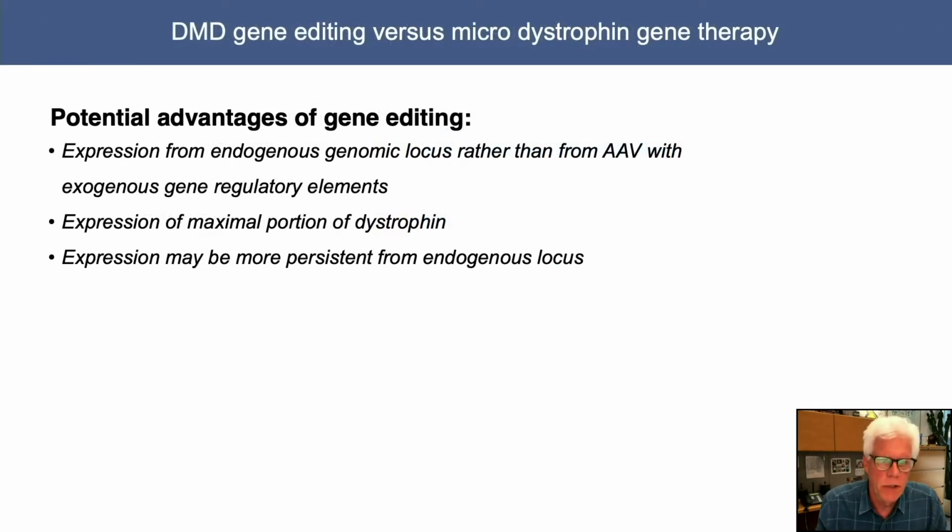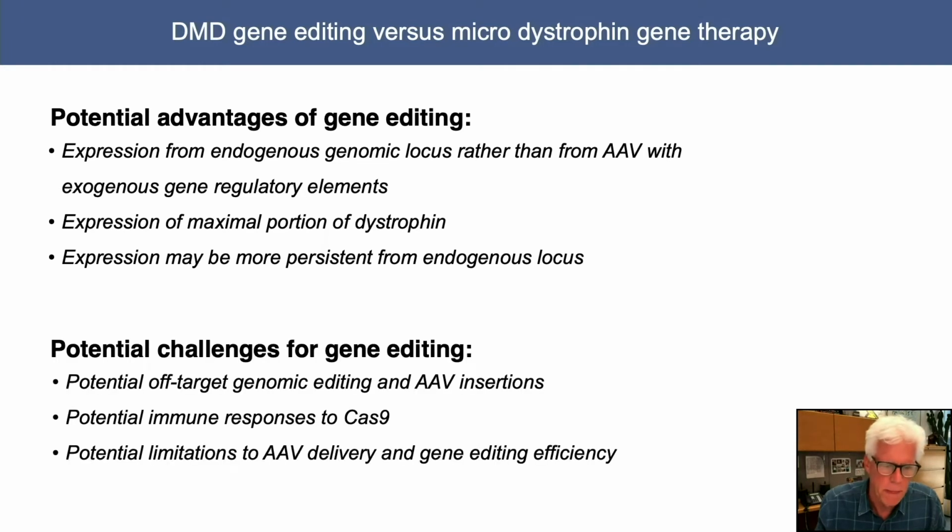So what are the potential advantages, lastly, of gene editing as a strategy? One is that the corrected gene is expressed from the endogenous genetic locus. The second is, as I said, the maximum portion of the dystrophin protein is produced. And we believe the expression may be more persistent because it's coming from the endogenous gene and does not require continuous forced expression from an exogenous virus.